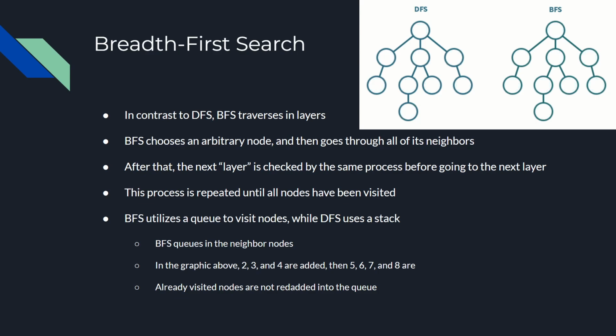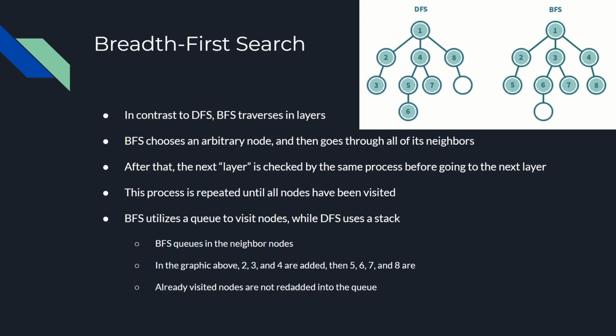The difference between these two algorithms is that depth first search uses a stack, so that way it goes as deep as possible, while breadth first search uses a queue. First, it visits all of the neighbors' nodes, then it goes to the first neighbor, checks its neighbors, and once all of those have been visited, it moves on to the next neighbor of the original node. This process is repeated until all of the nodes have been visited.